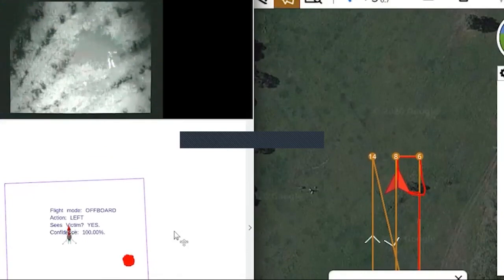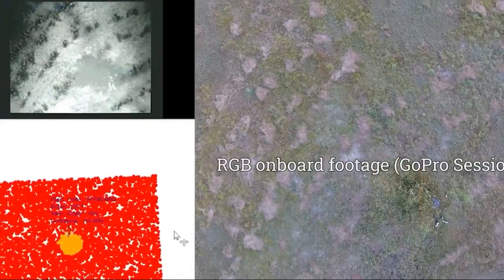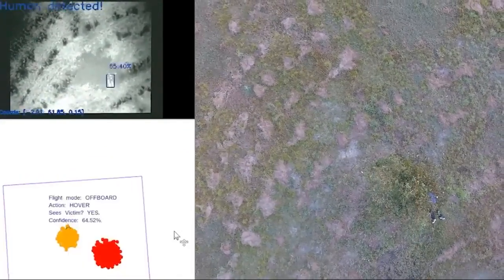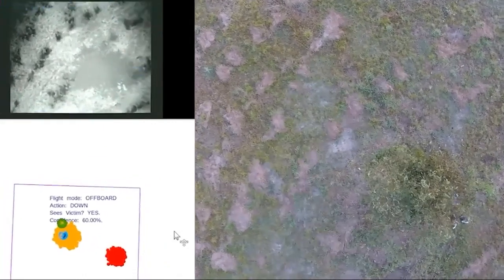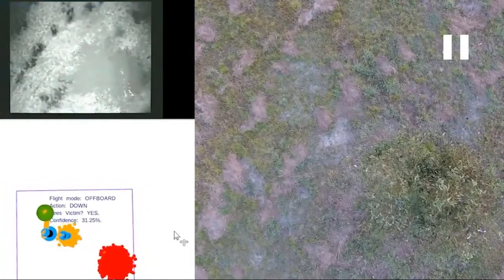So in traditional surveys, pilots just rely on high confidence in the detections of an object detection. However, it's not possible to know if those detections are really accurate or not. Normally in the system, we just detect the victims, regardless if there are true positives or false positives.